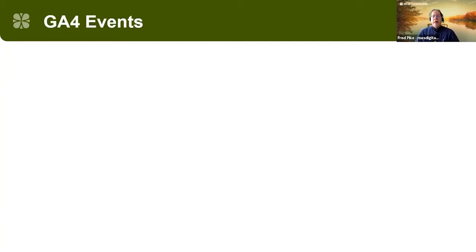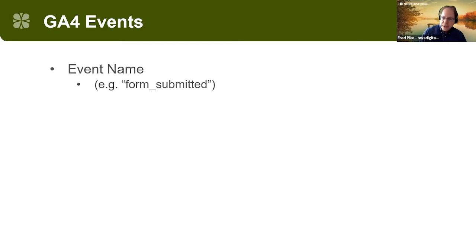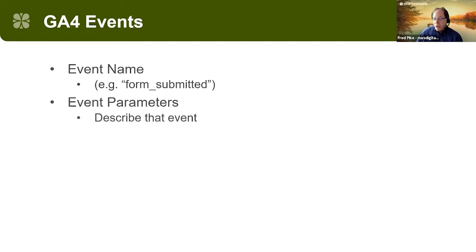So before we start diving into how to track these things, let's talk a little bit about GA4 events. And you probably know all this, so we're not going to go into it deeply. But everything in GA4 is an event. Everything is an event, unlike in Universal Analytics. So every event in GA4 has an event name, like form submitted, for example, and it has event parameters, up to 25 around each event, that describe that event.